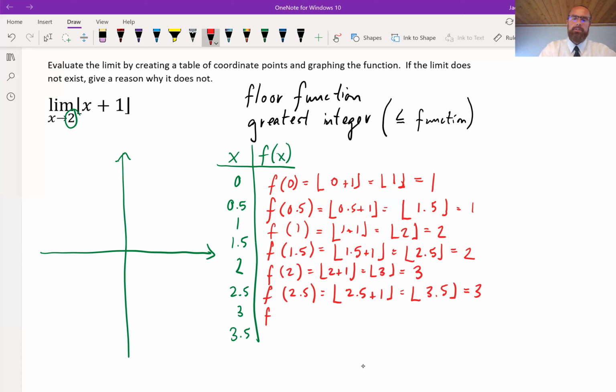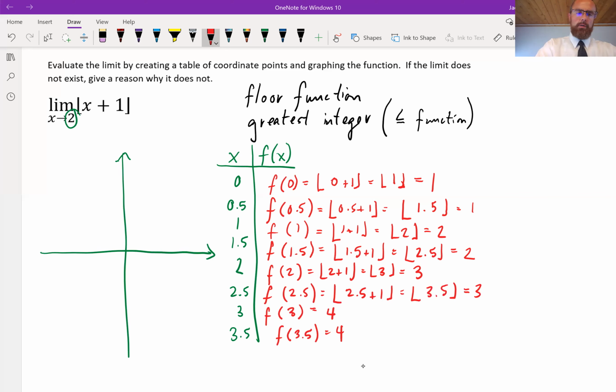And these last two, from the patterning that we see here, we got a 1, a 1, a 2, a 2, a 3, a 3. So this is going to be a 4. And f at 3.5 is also going to be 4. So let's graph these values and see how it works.